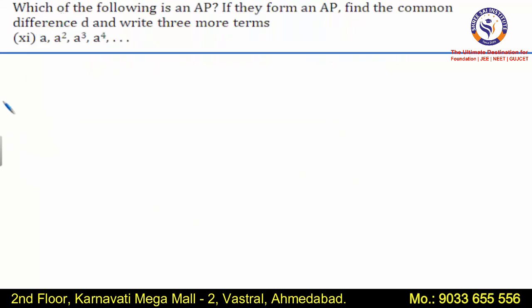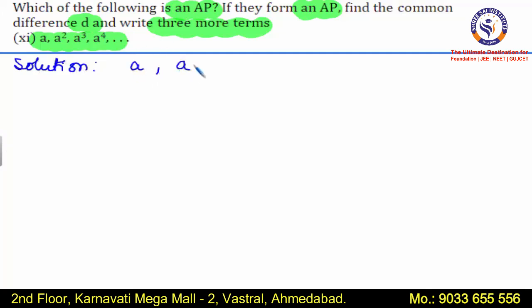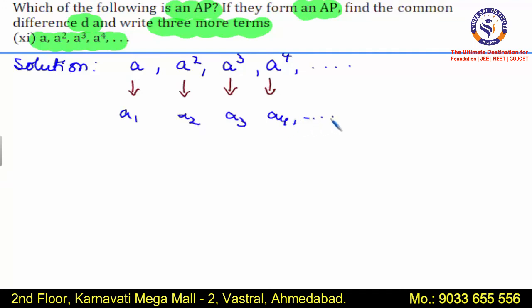This question says, is the given list of numbers an AP? If they form an AP, find the common difference d and write 3 more terms. Beginning with the solution, the given list of numbers is A square, A cube, A raised to the power 4 and so on. Let us denote the terms of the given list of numbers by A1, A2, A3, A4 and so on.